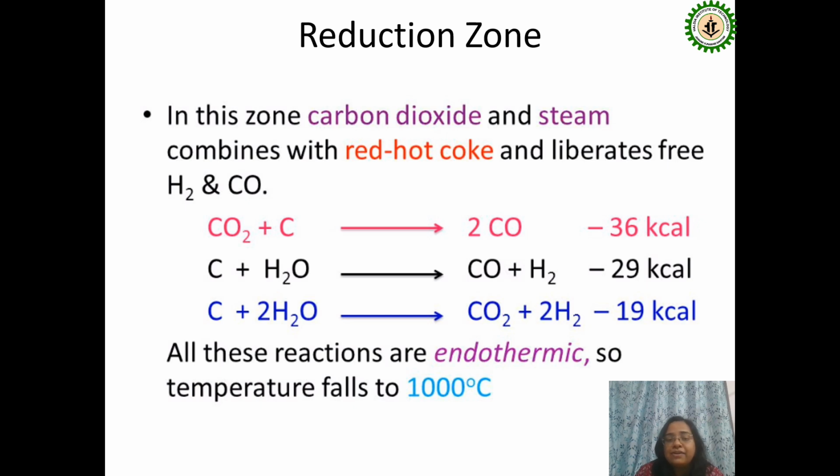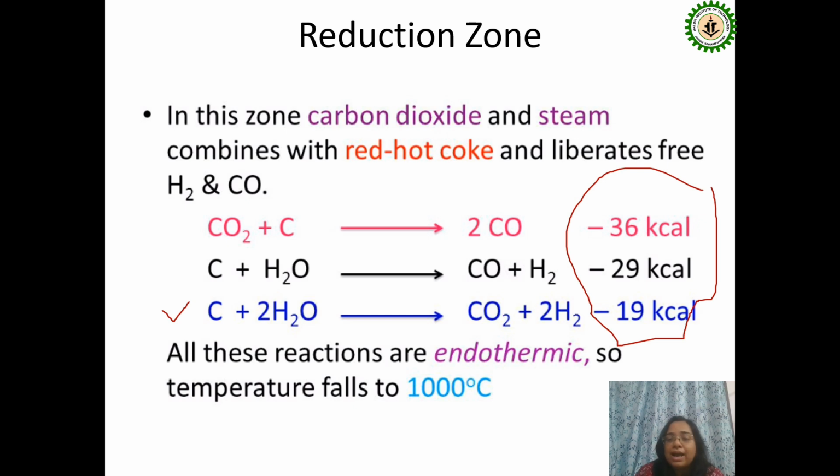Here the carbon dioxide will again combine with the carbon to get reduced to carbon monoxide. The second reaction is carbon reacting with water to form carbon monoxide and hydrogen. And in the third reaction, we can see carbon plus 2H2 liberating carbon dioxide plus hydrogen. All these reactions are endothermic in nature. What do we mean by an endothermic reaction? Endothermic means we have to supply energy from the outside to carry out such a reaction.